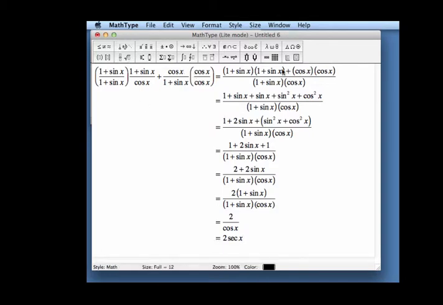Another common theme is factored form is your friend. If you can get the top and bottom to be written in factored form, cool. Then you can cancel out factors, and a lot of times that simplifies expressions.